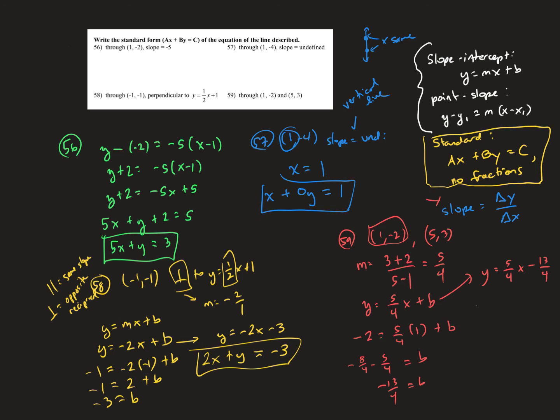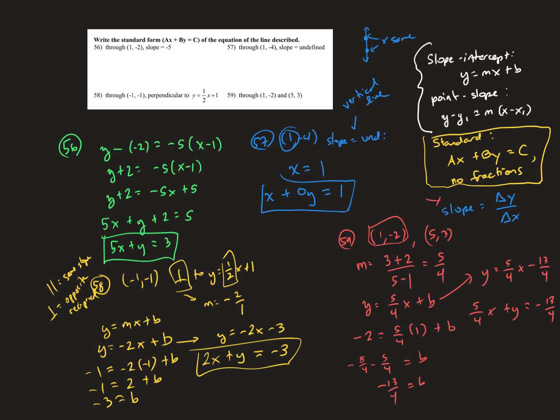So I want to get the x and the y terms on the same side. I want to make sure I have the constant terms on the other side. That's already true. And I don't want to have any fractions. So this one has fractions in it. It's got the 5/4 and the -13/4.